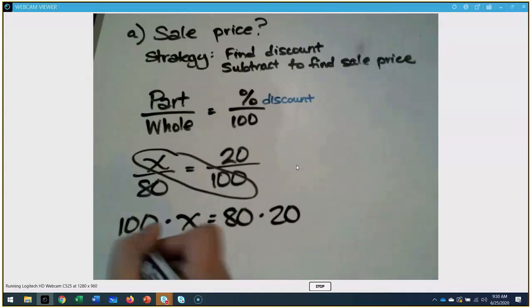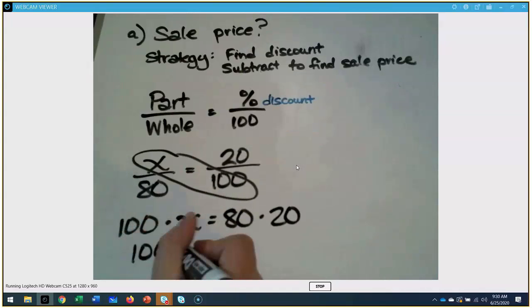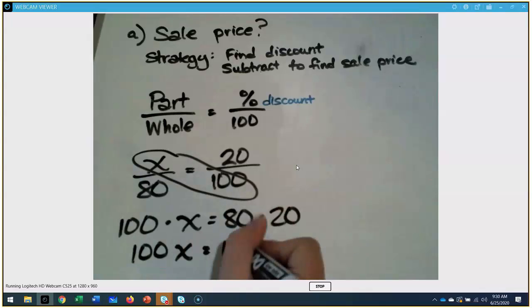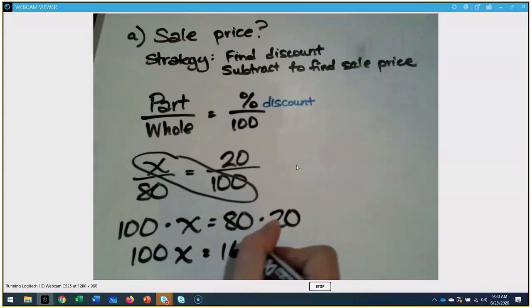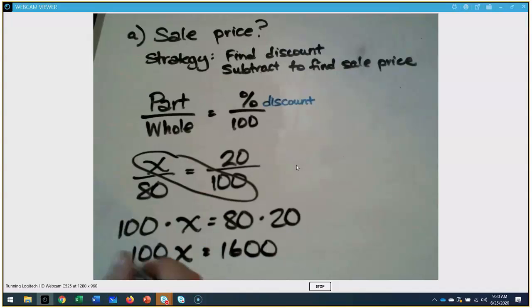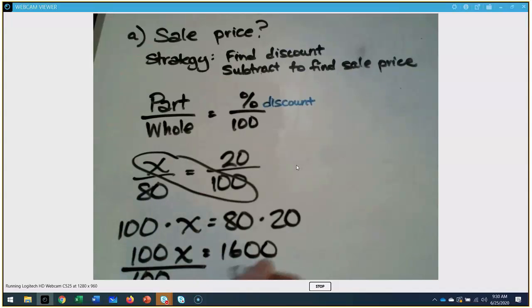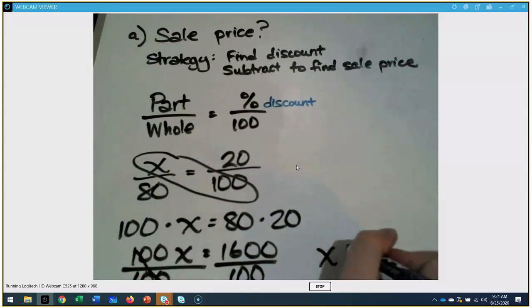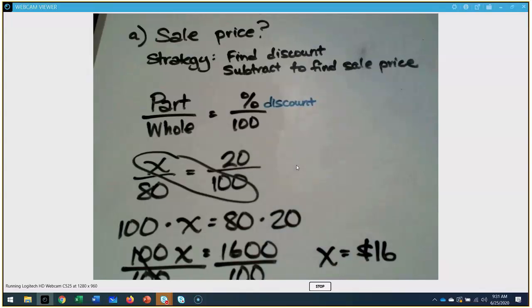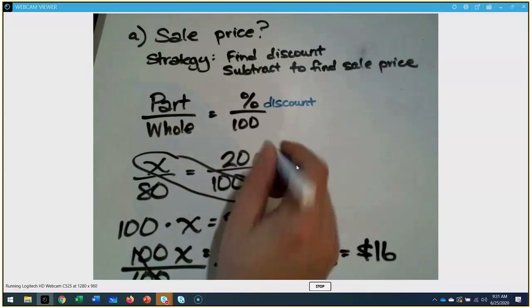And let's see what I get. This will be 100x, and this is 1600. So I'm going to divide it by 100, and x is $16. Okay, and now let's go back one more time.